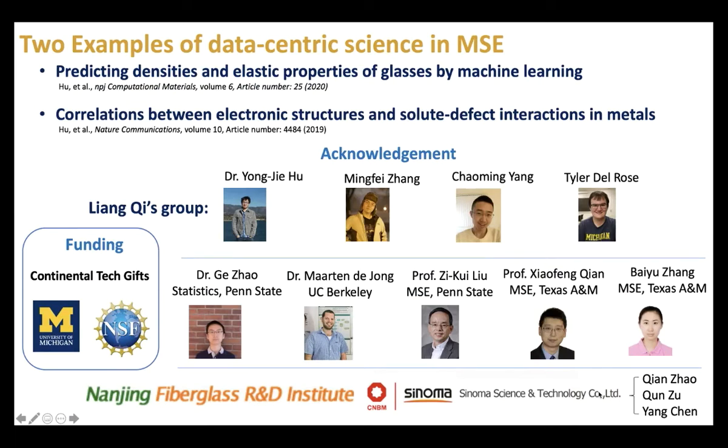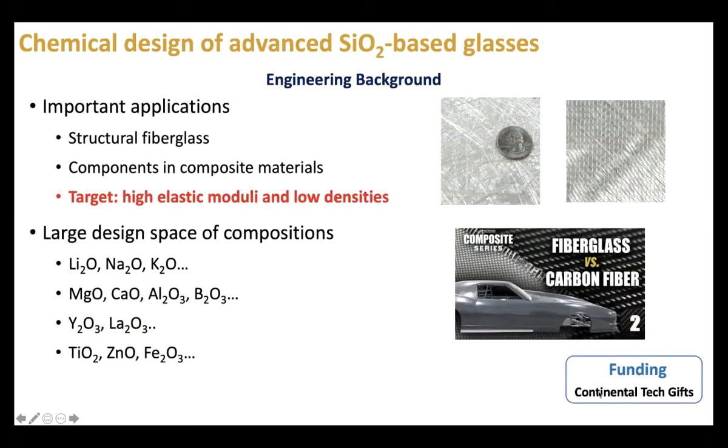So for the first problem, we want to design advanced silica-based glass to achieve some special functional and structural application purposes. This silica-based glass can be used as structural fiberglass, a critical component in composite materials. If we can achieve a high elastic modulus and a low density for those glasses, we can generate composite materials with better strength and light weight.